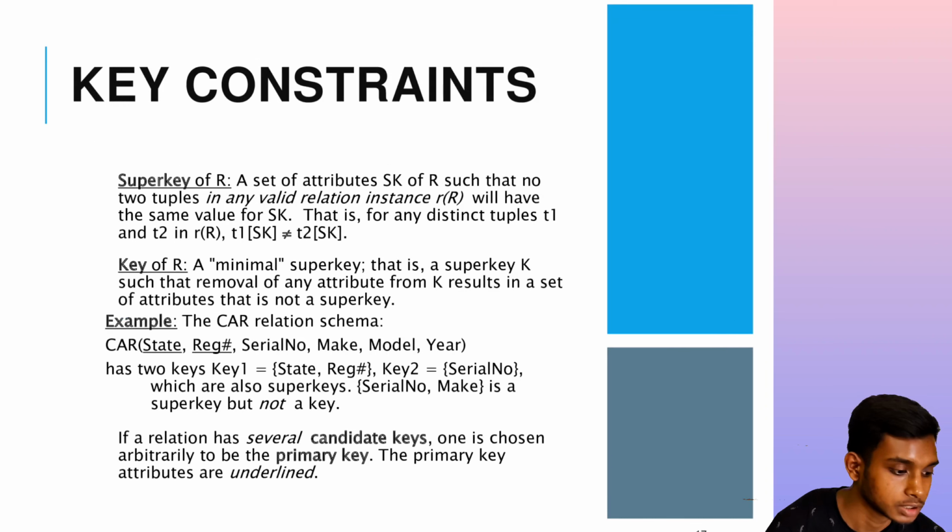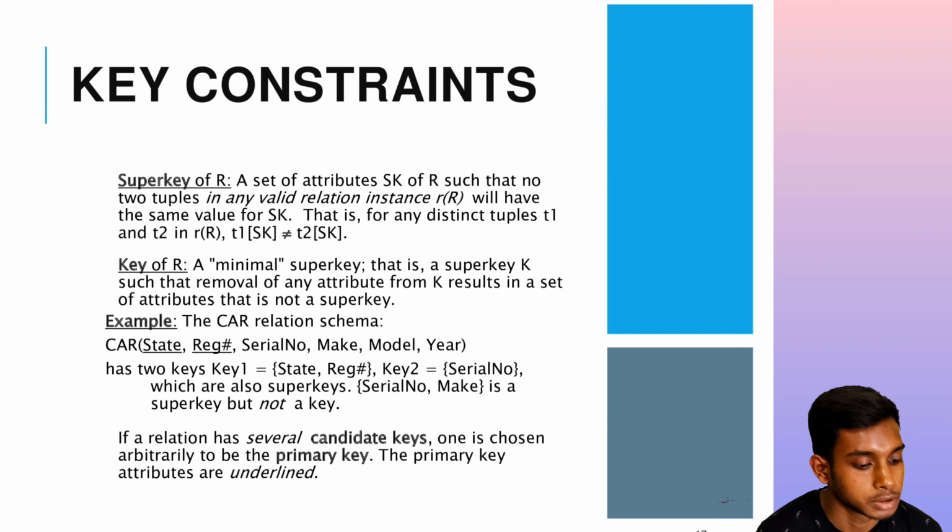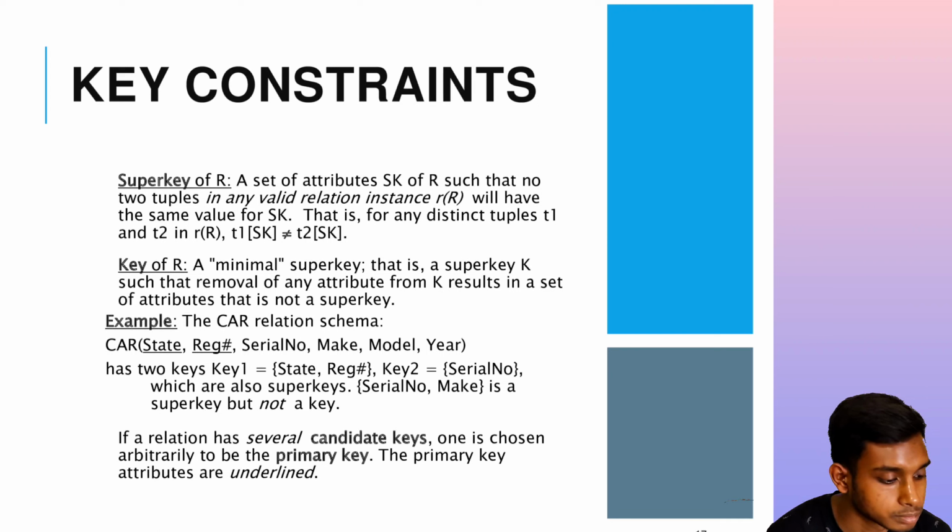Key constraints. A superkey of R is a set of attributes SK of R such that no two tuples in any valid relation instance of R will have the same value for SK. That is, for any distinct tuples t1 and t2 in relation R, t1[SK] is not equal to t2[SK]. This is a superkey.